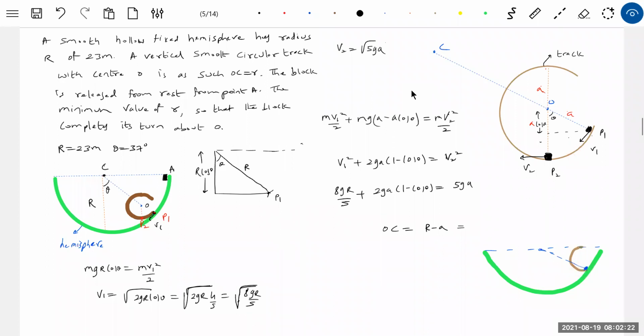Anybody value? Sir, small a equal to 8 and small r equal to 15, sir. OC value? Sir, OC value is 15, sir. 15 centimeter, 15 meter. I think the problem will become different this one. Are you getting it? How that track is brought here? Just be careful.